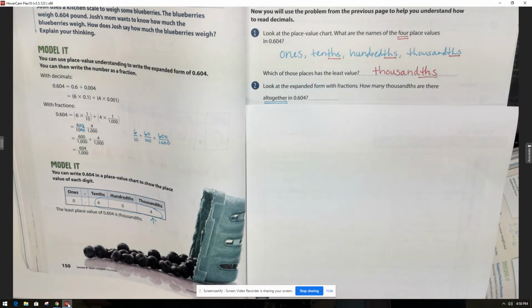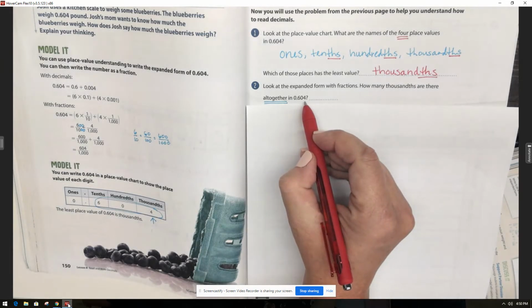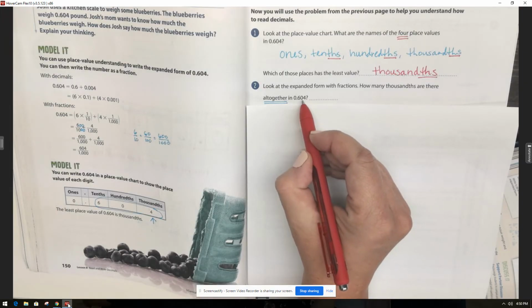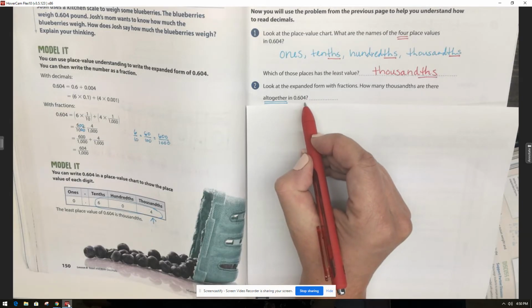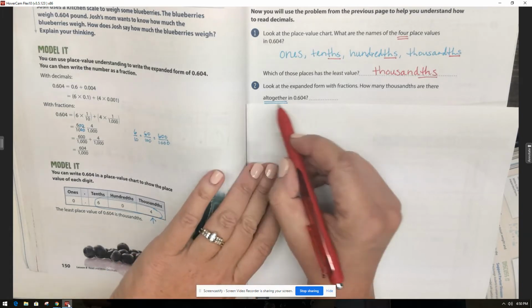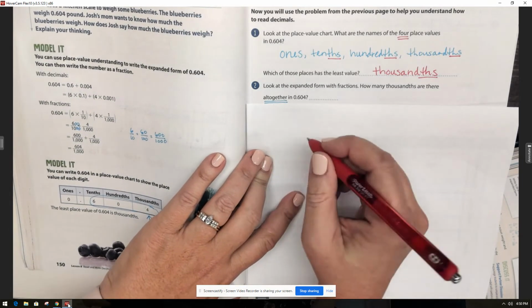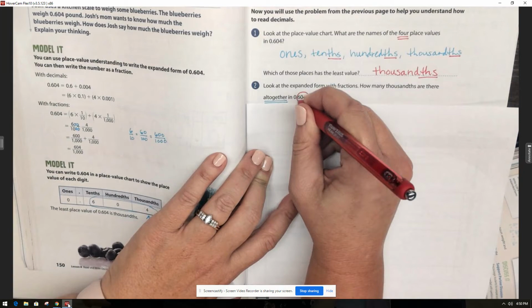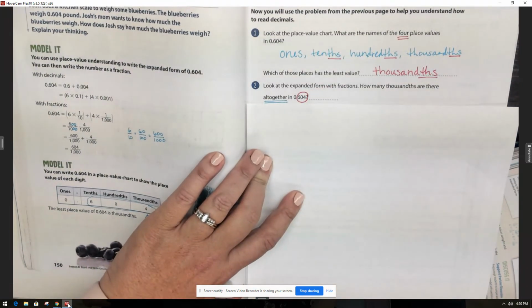All right. How many of you said 4? I hope none of you. But if you did, 4 is not the right answer. 4 is in the thousandths place. You are correct, but that's not telling you how many thousandths there are. That's just telling me what number is in the thousandths place. When we are looking at all together, that means we need to look at this number all together.